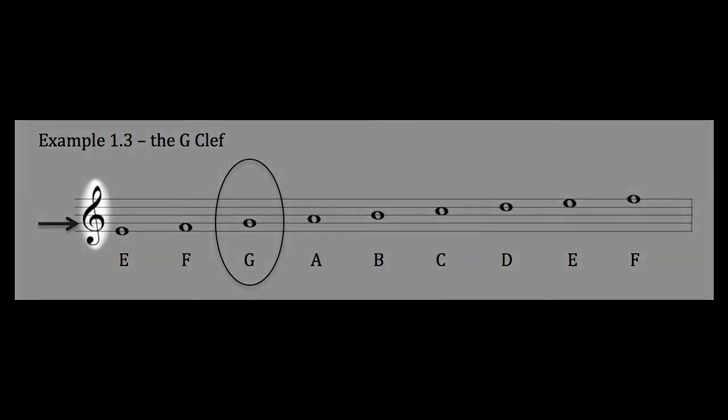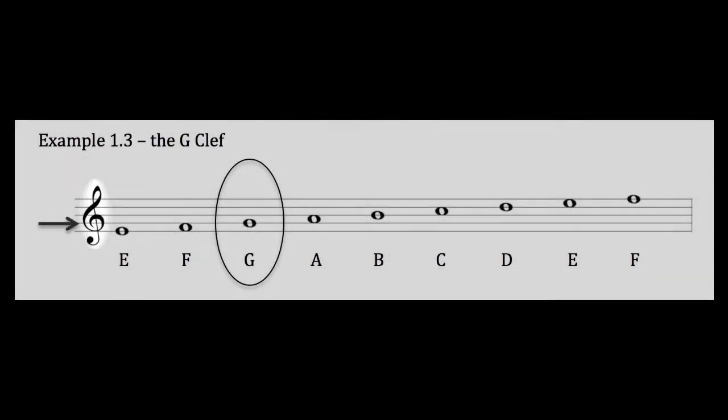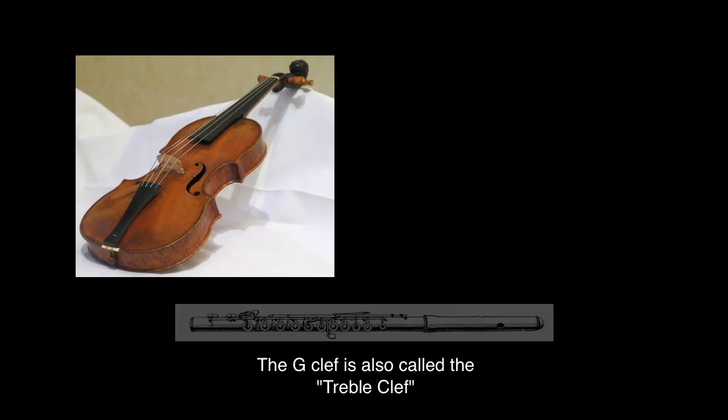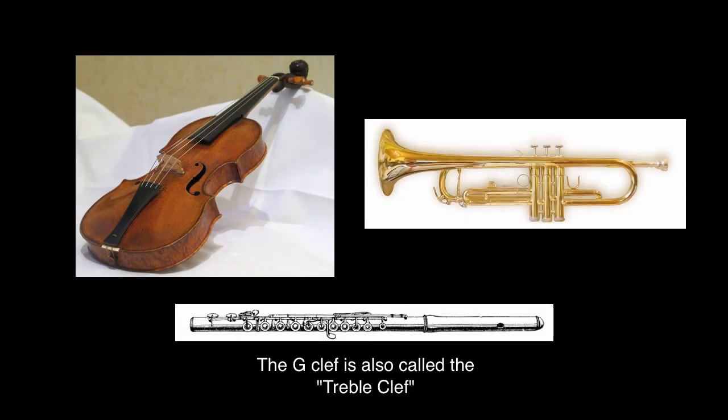With a little imagination, you can recognize the clef placed at the beginning of the staff as a fancy letter G that seems to swirl around line 2. This is appropriately named the G clef. It is also called the treble clef to indicate that the pitches are in a somewhat high register. Instruments like the violin, flute, and trumpet read notes using this clef.